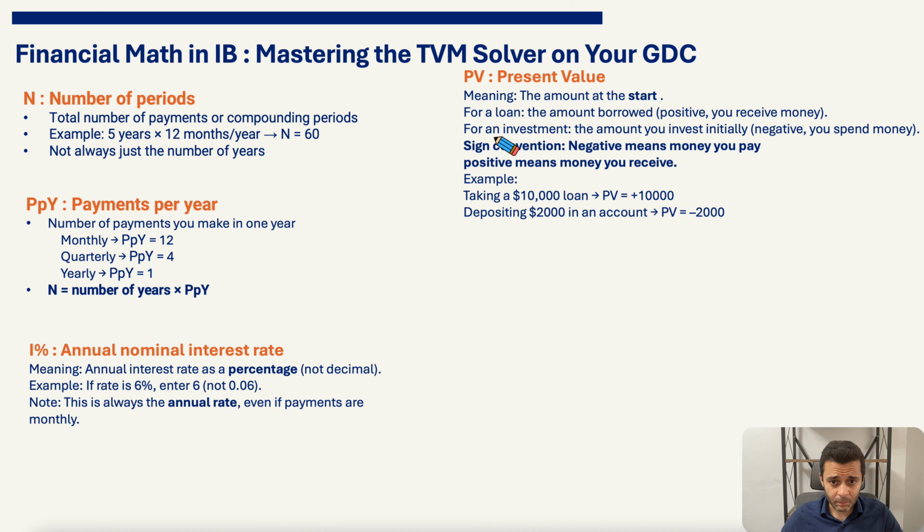But if you are making an investment, so you will deposit or invest initially, that's why you are spending the money, which means the amount you will write in the calculator will be negative, as we will see later in the example, because you are spending the money. So keep it like this.